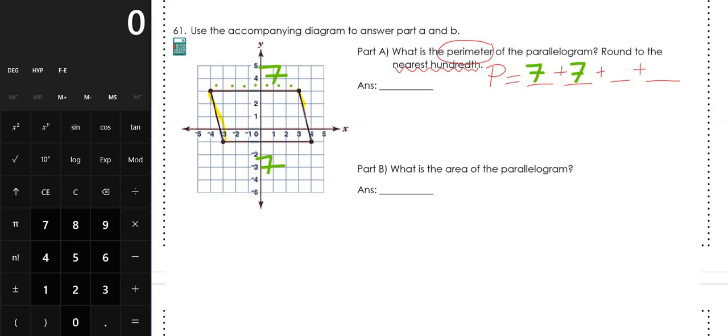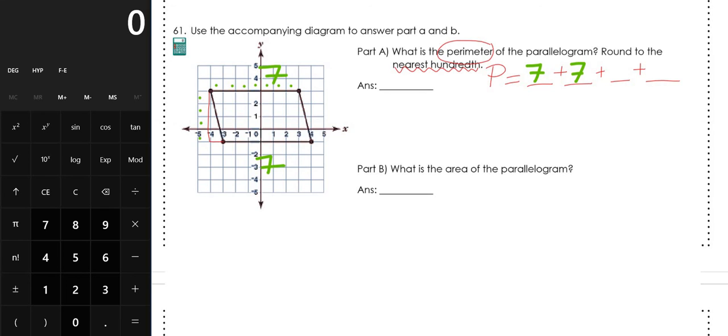Now the left and the right sides are going to be equal as well. However, these two are slanted. So to find their lengths, I'm going to have to either do distance formula, which you know I'm not a fan of, or the Pythagorean Theorem, which, as you know, I do it all the time. So let's go ahead and do the Pythagorean Theorem. Remember, go ahead and draw your little right triangle. We're going to count our boxes vertically. 1, 2, 3, 4. That's the height of this triangle and also the height of the parallelogram.